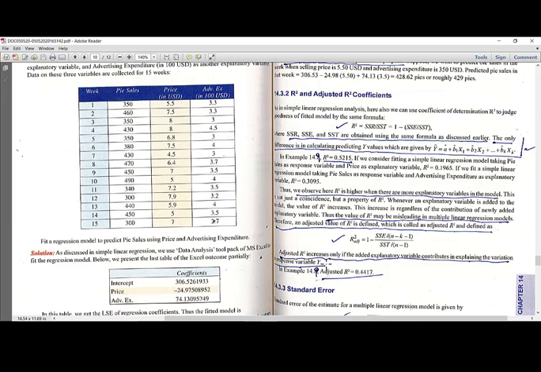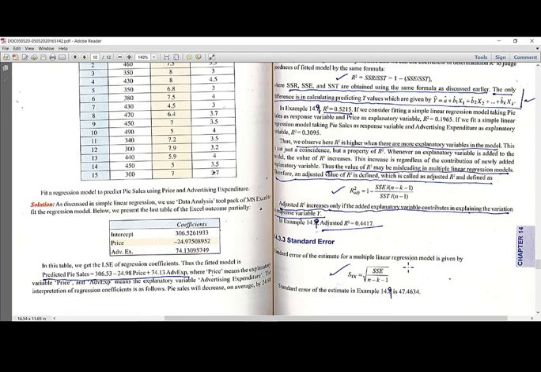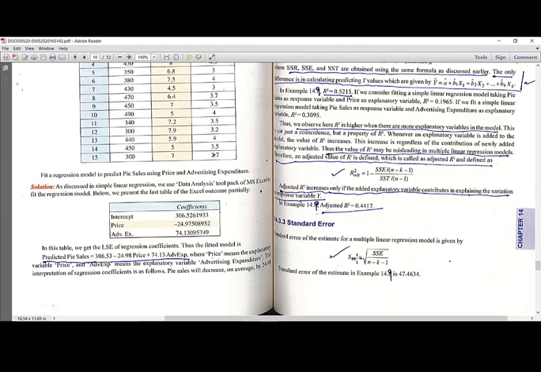In this example of pie sales as a function of price and advertising expenditure, the R-square value is 0.5215, but the adjusted R-square value is 0.4417. Now coming to the calculation of the standard error of the estimate, that is SYX equals the square root of SSE by N minus K minus 1. If we calculate that, we will get 47.4634.